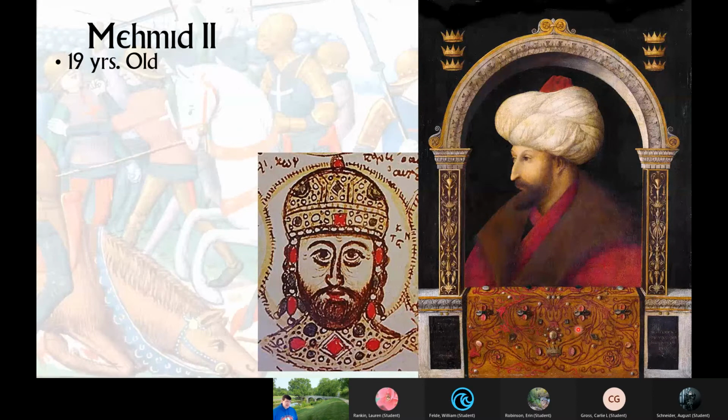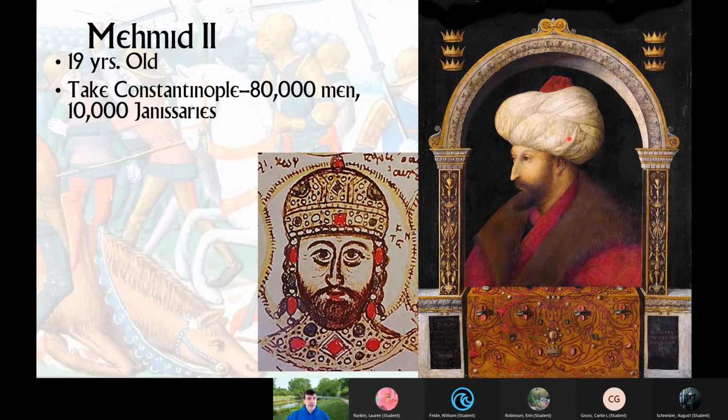In 1451, Mehmed II became the new Sultan of the Ottoman Empire. And there's a painting of Mehmed later on. We'll get to him in a second. He decided once and for all, he's going to take Constantinople. He raised an army of 80,000 men. 10,000 were the well-trained elite Janissaries.